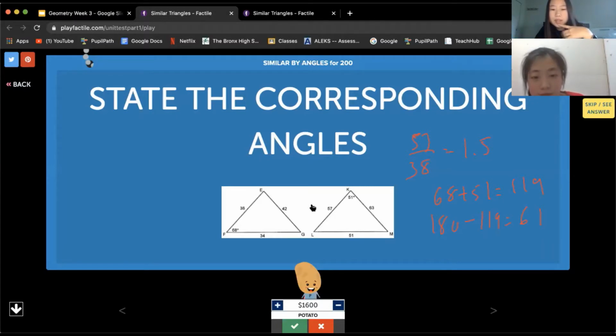So I think basically angle E and K are the corresponding ones, F and L are the corresponding ones, G and M are the corresponding ones. So angle E and K has 51 degrees, F and L has 68, and M and G has 61. So like this.